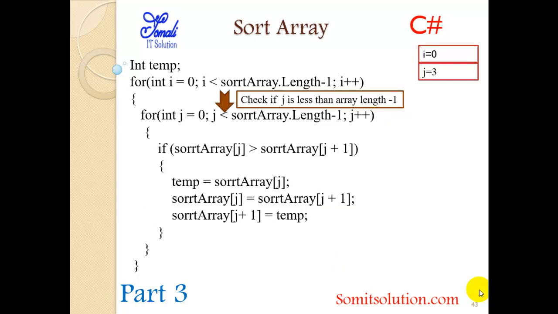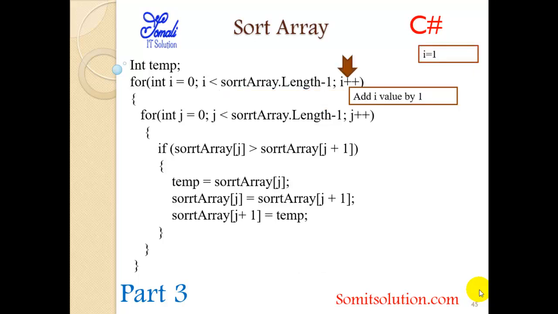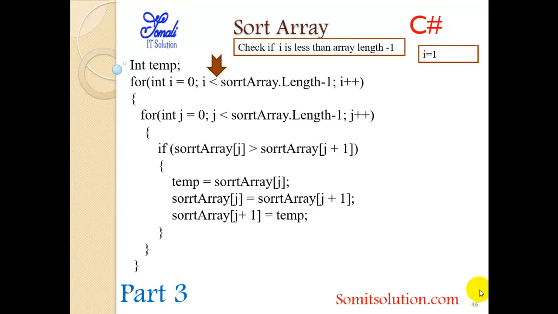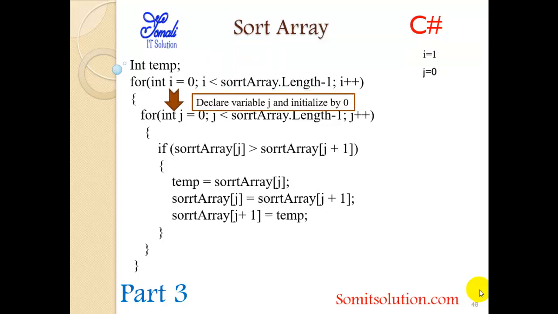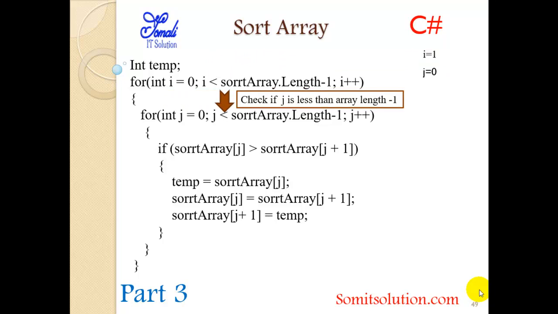Check if j is less than array length minus 1. Array length minus 1 is 3 and j is 3, so 3 is not less than 3. Add I value by 1. Check if I value is less than array length minus 1. Our array length is 4 and 4 minus 1 is 3, so I is less than 3. Declare variable j and initialize 0. Check if j value is less than array length minus 1. Our array length is 4 and 4 minus 1 is 3, so j is less than 3.